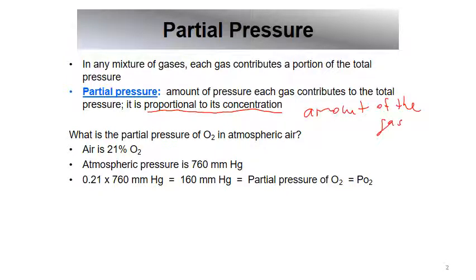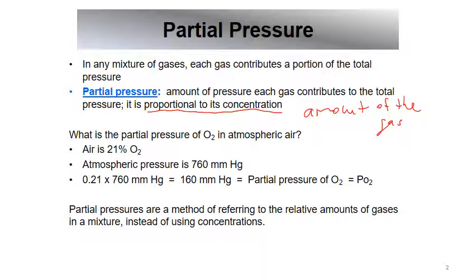Just as an example, and you do not have to know how to do this calculation, it says here, what is the partial pressure of oxygen in the atmospheric air? If the air has about 21% oxygen and the atmospheric pressure is 760, they just multiply the two numbers to get the partial pressure of oxygen in the atmosphere. Again, partial pressure is just a method of referring to the amount of the gases in a mixture.